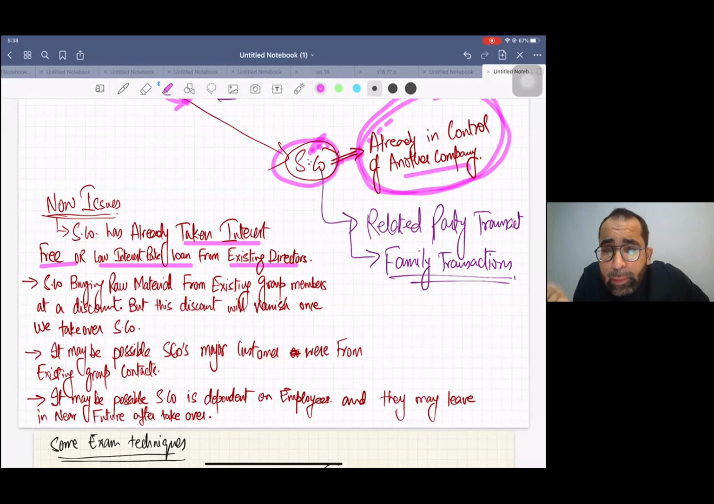They can give. But once we acquire the shares, they will no longer be the owners. So they will remove this interest-free loan. Then we have to take a normal loan from the market, with current market interest rates. So this will affect this company's performance negatively, because now after the takeover there will be a finance cost, an interest expense in the company's books.